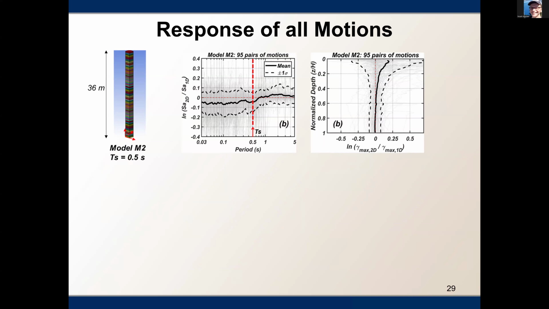So if you see the response now for the model M2, here also we see a similar story. Below the period of the soil column, we have a constant Ln value of around negative 0.05. And we see an interesting observation: at deeper depths, we don't see any difference between 1D and 2D shaking, and all of the difference is for the shallower part. This is for a taller soil column.